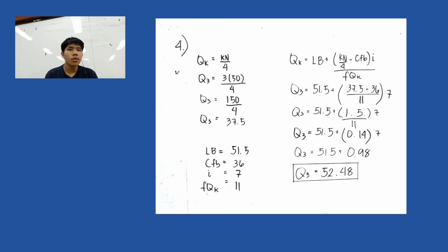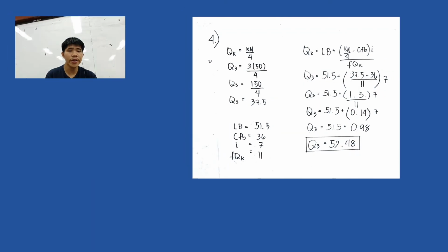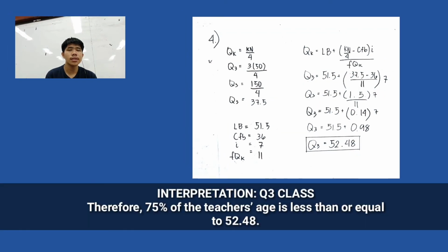For this time, we are going to add 51.5 plus 0.98. So Q sub 3 is equal to 52.48. To interpret our answer, therefore, 75% of the teacher's age is less than or equal to 52.48.